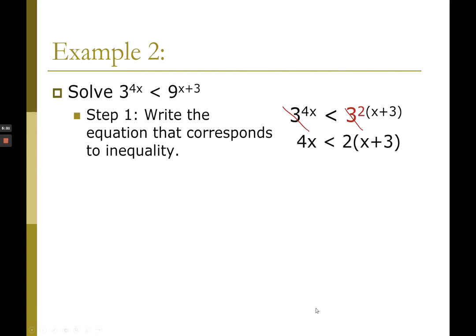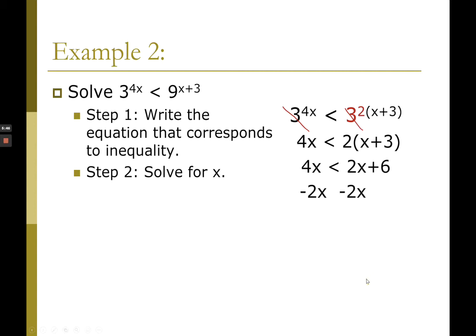You have 4x is less than 2 times x plus 3, and then solve for x. You may start by performing your distributive property. This becomes 2x plus 6. And then subtract 2x from both sides. And so you have 2x is less than 6. Almost done. Divide both sides by 2 and x is less than 3.